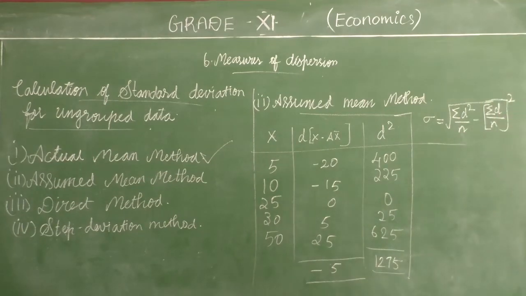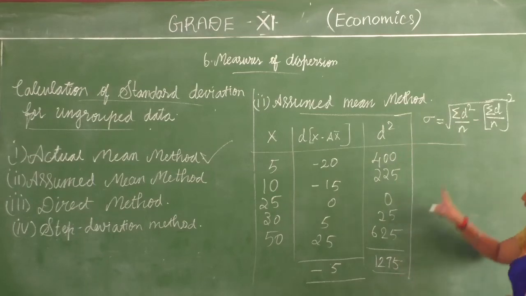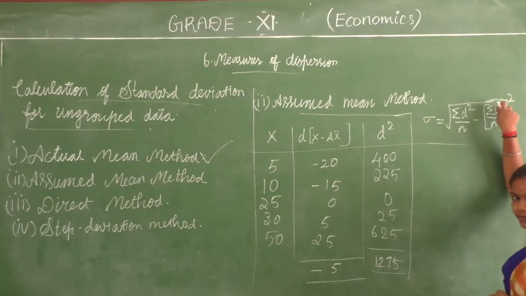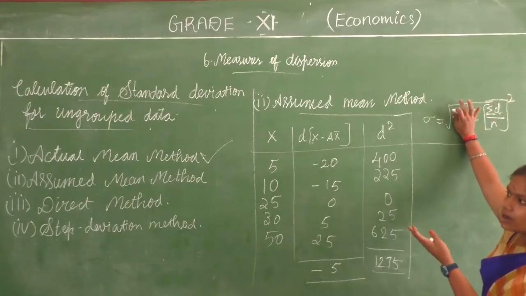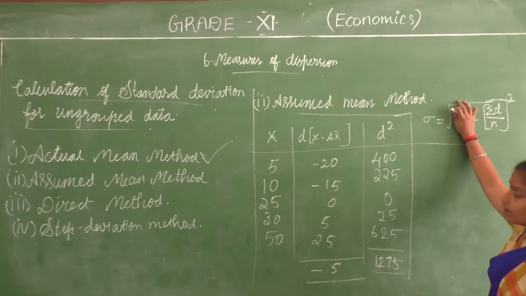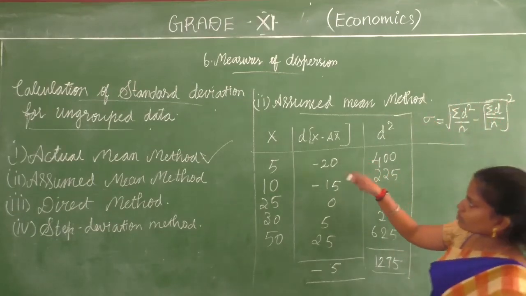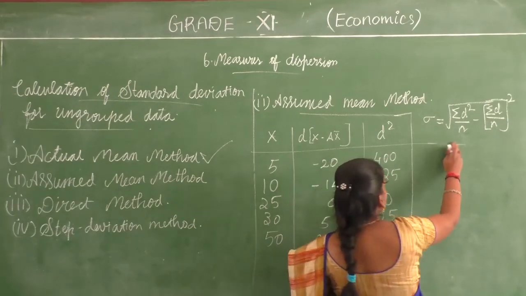Children, find the difference. It is summation of d squared divided by n, and here it is summation of d by n, the whole squared. So the first part is the actual mean method, and the second part is the addition of the assumed mean method, because we have a summation of d. Now we are going to represent these values.